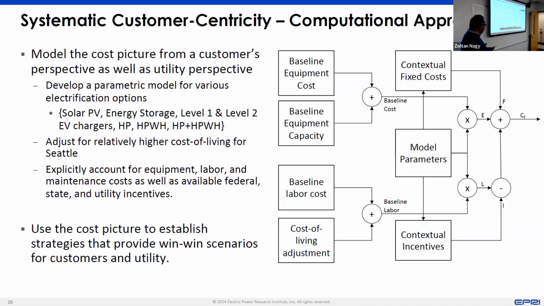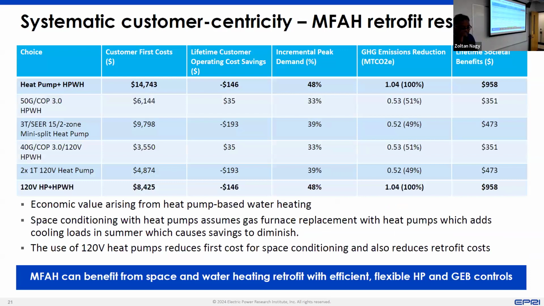If you take the first cost and the operating cost, and you start doing this computation, and you run through this analysis and this model, and you get the results, here is what you get, right? In the multifamily community. So this is in Seattle. Again, one of the better scenarios for electrification and efficiency upgrades.